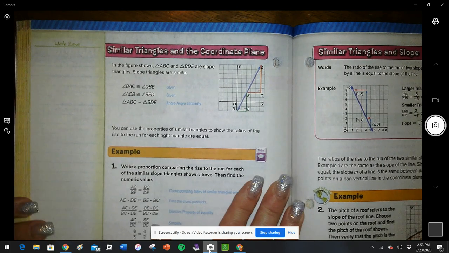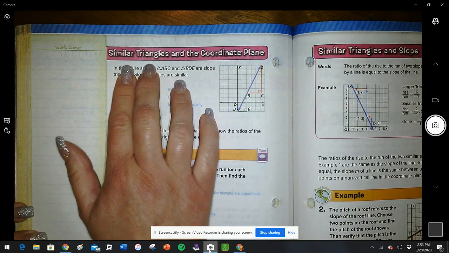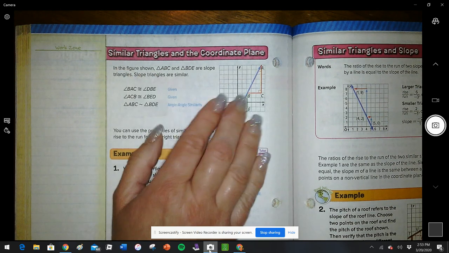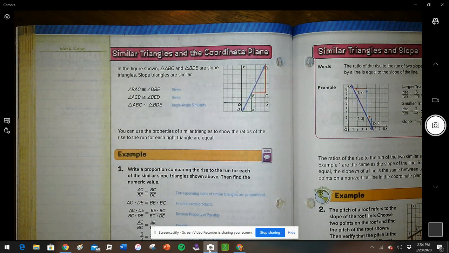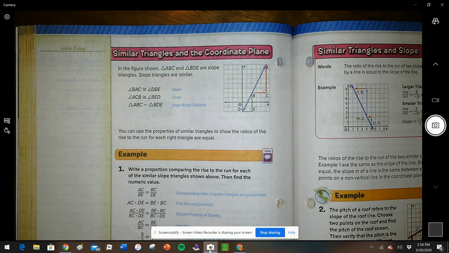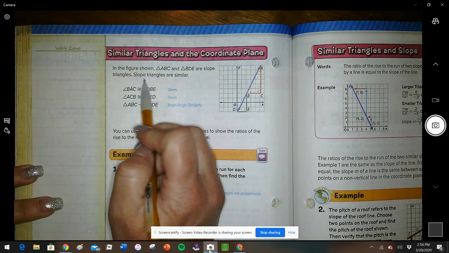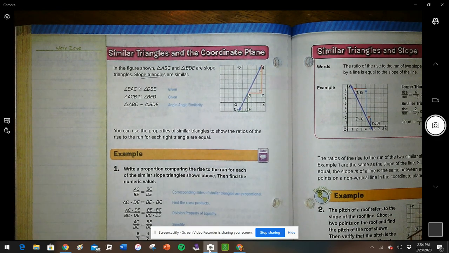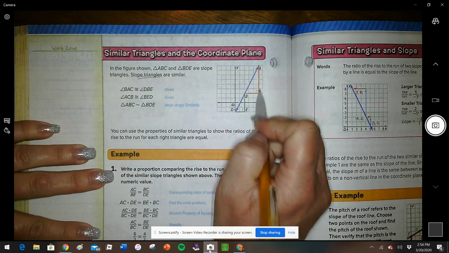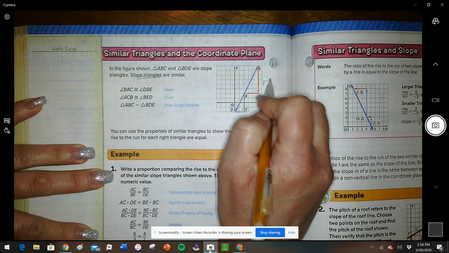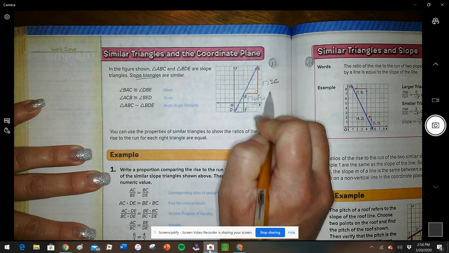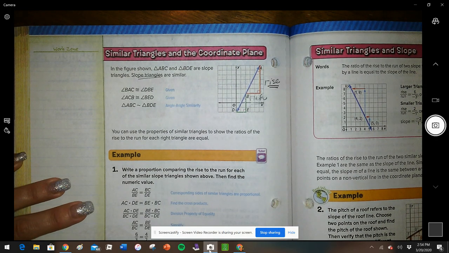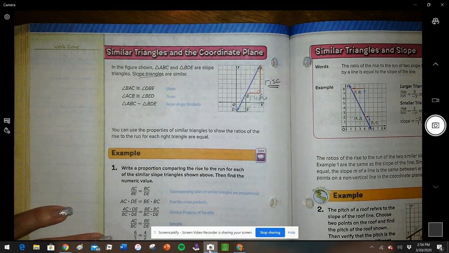So we're looking at, again, similar triangles, similar figures, but this time we're going to be on a coordinate plane. So everything we're doing is going to have a grid behind it, okay? And we're going to be talking about slope. I don't know if you remember slope. This says slope triangles, but remember, when you make those triangles, we're talking about the rise and the run, okay? So rise and run. All right, so let's go see what this looks like.